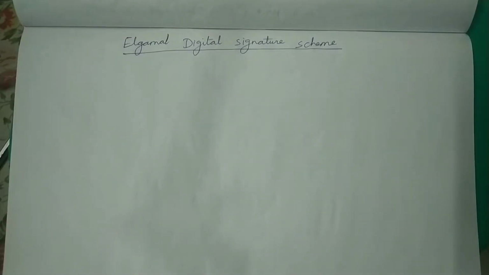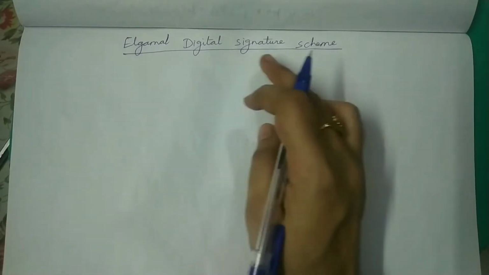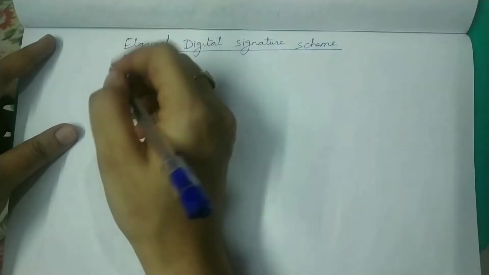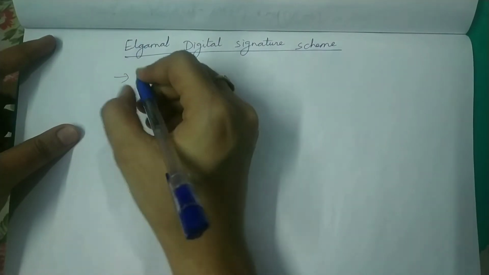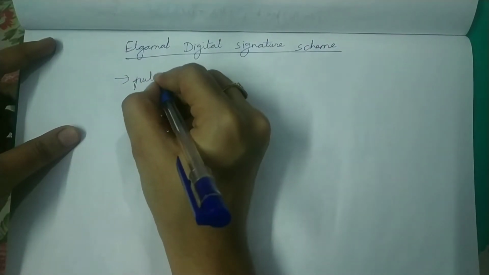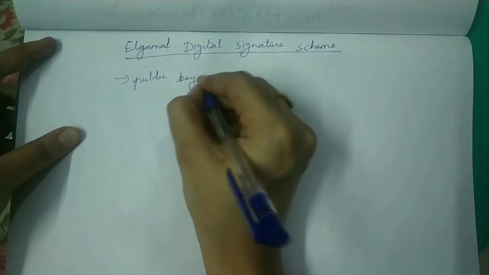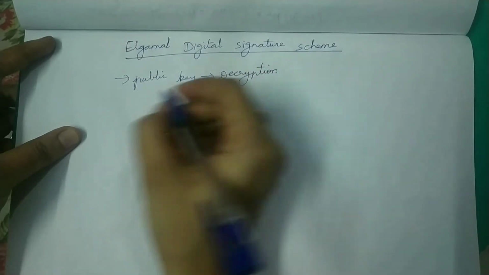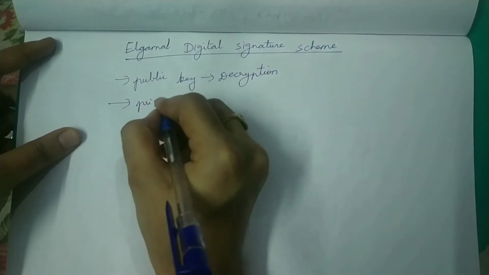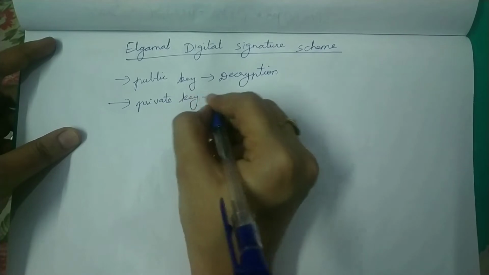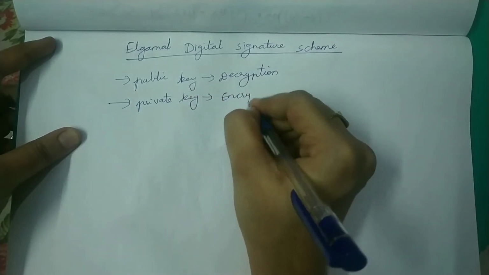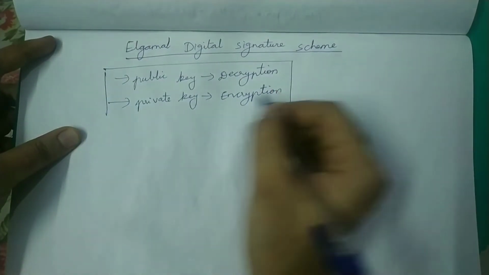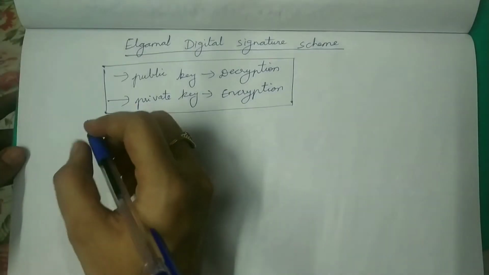In this video, let us see about Elgamal digital signature scheme. So we need to keep two things in mind. The first one is public key is for decryption, and the second one is private key is for encryption. These are the two main things that we need to keep in mind. Now let us see the steps.